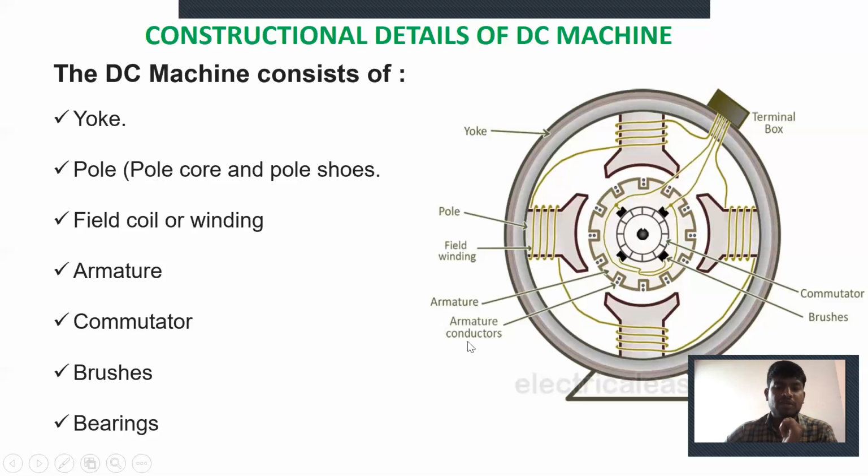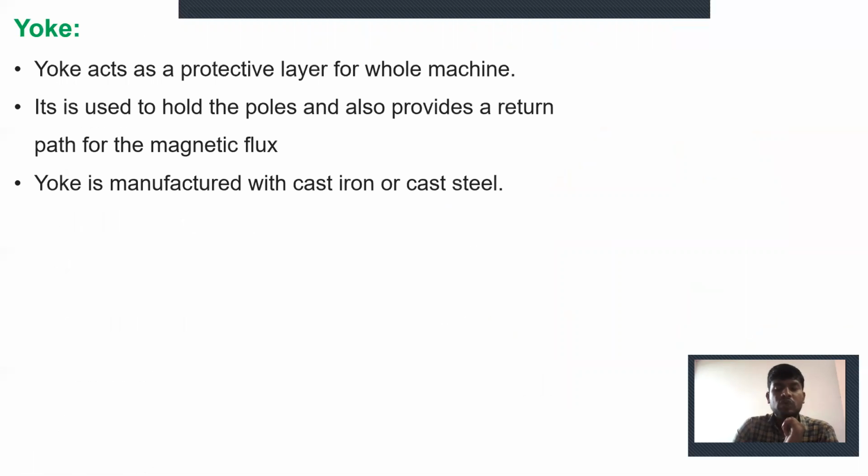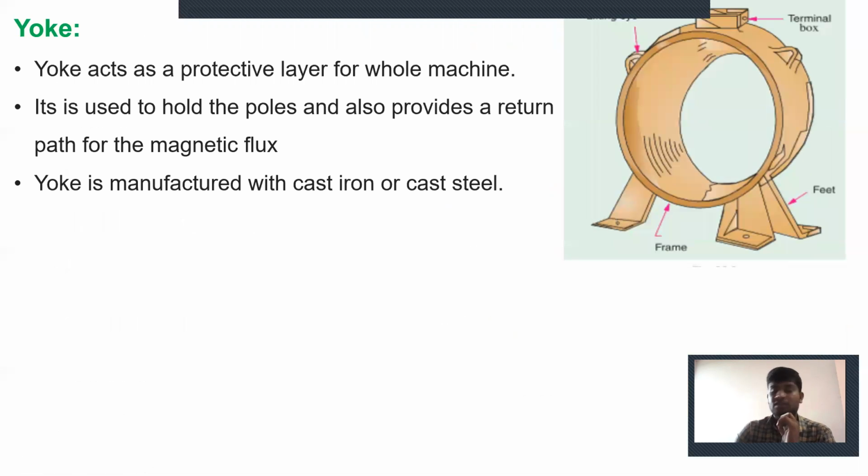Coming to the next, what is the yoke? The yoke acts as a protective layer. It protects from dust, fumes, and everything. This is the yoke. It is the outer frame, and it is placed on the stand. It protects from the outer dust and fumes. It is made of cast iron or cast steel.